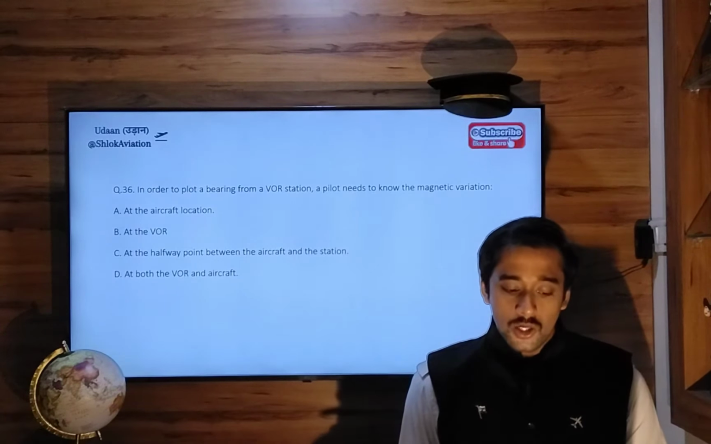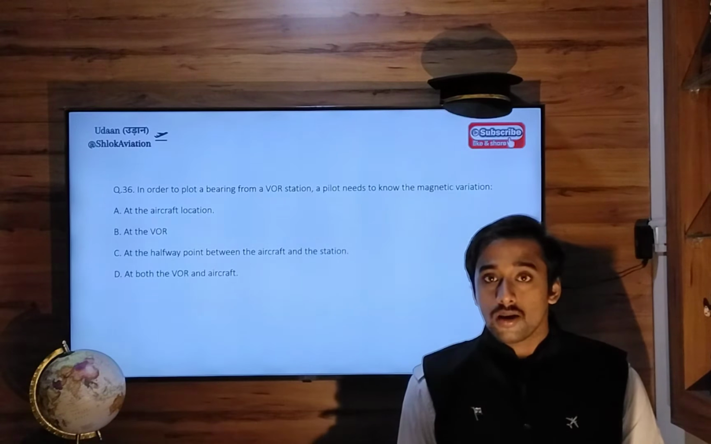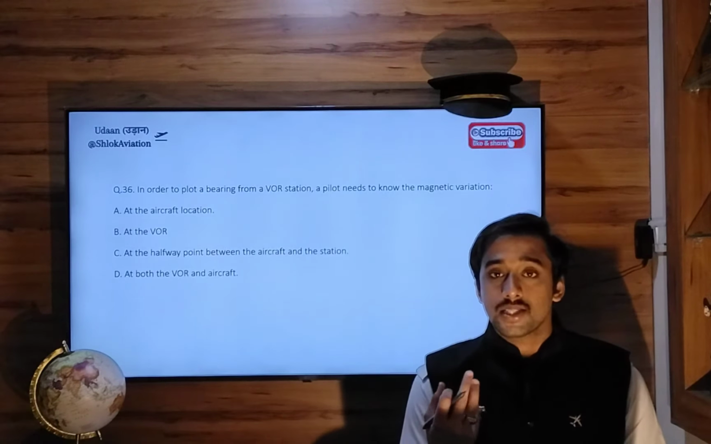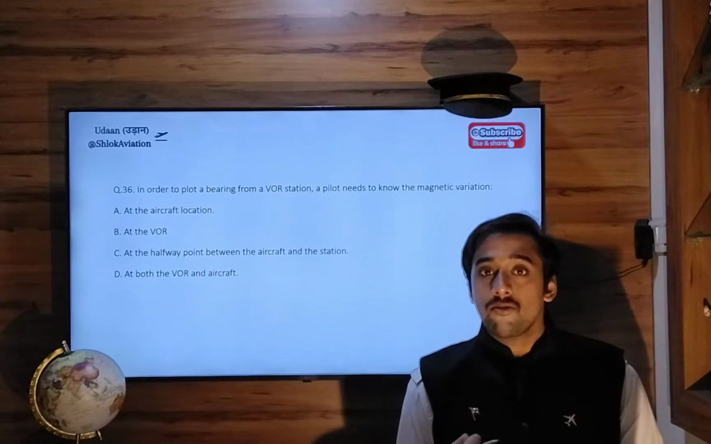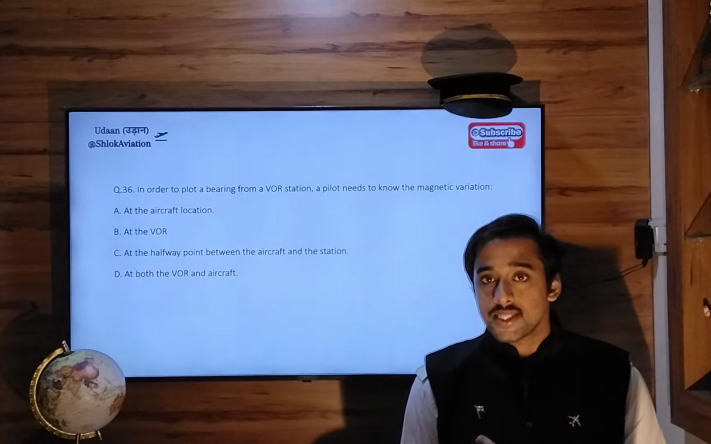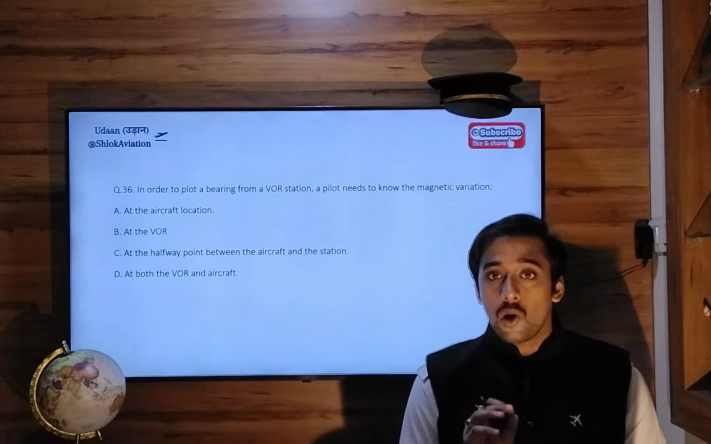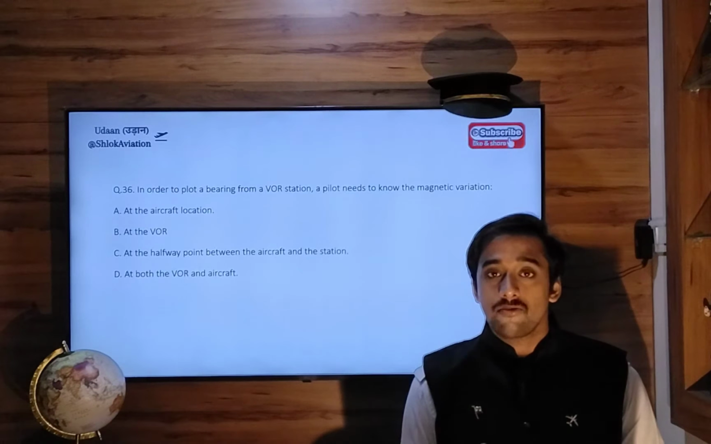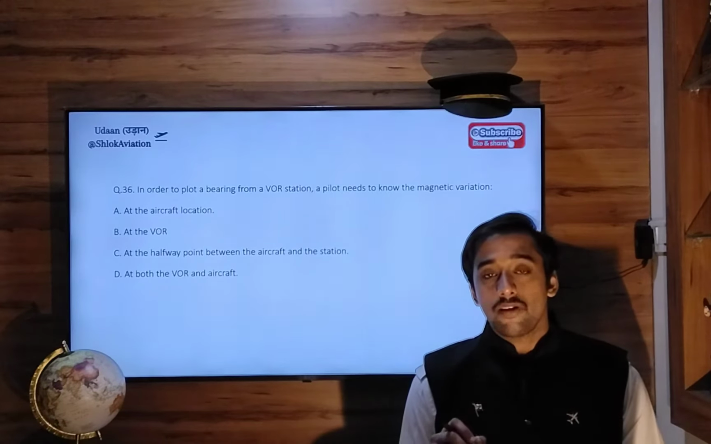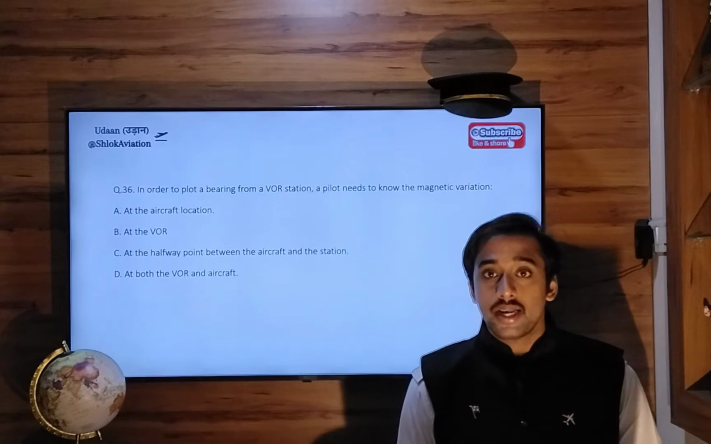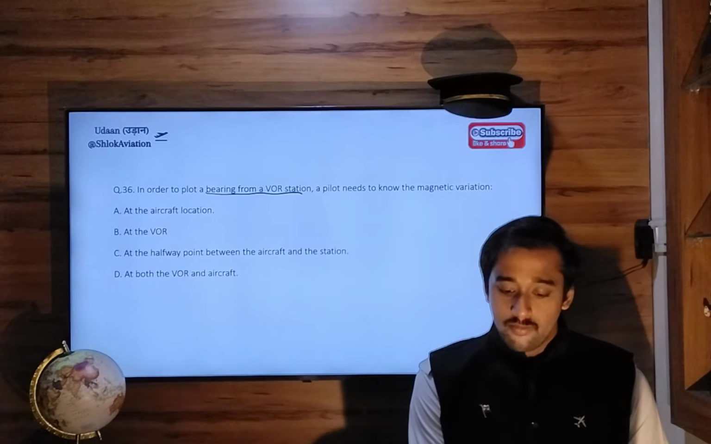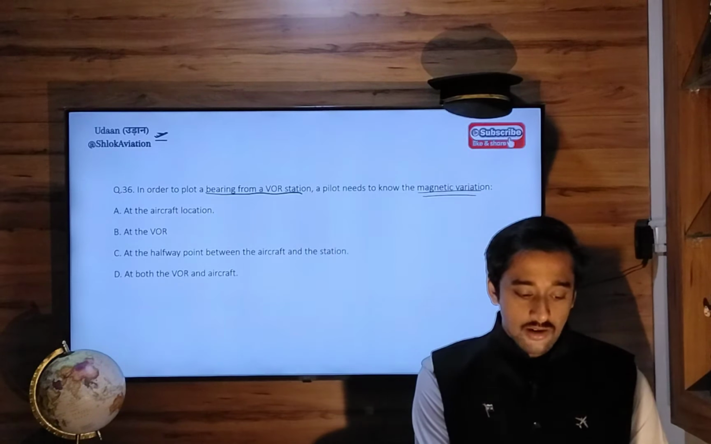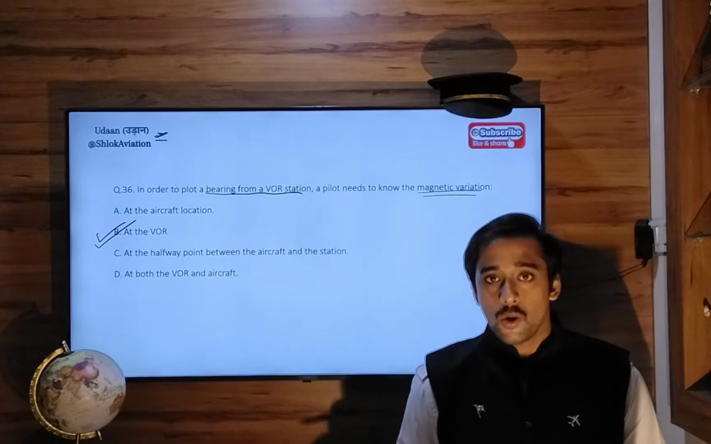Question 36. In order to plot a bearing from a VOR, okay, you want a bearing that is a radial from a VOR, a pilot needs to know the magnetic variation of what? So like I said in the previous lectures, in order to solve questions related to VOR, you apply magnetic variation at the VOR station. In case of NDBs, you apply magnetic variation at the aircraft location. Okay, so for VOR, variation is to be applied at the VOR station.